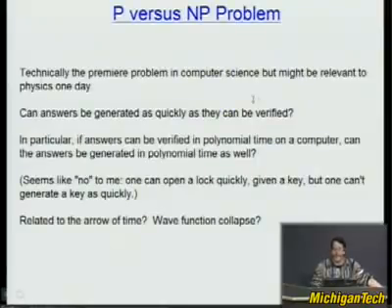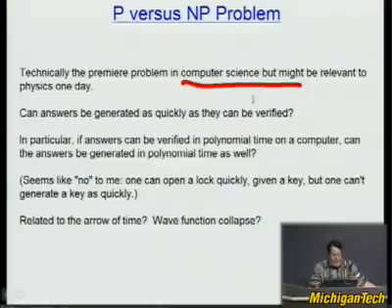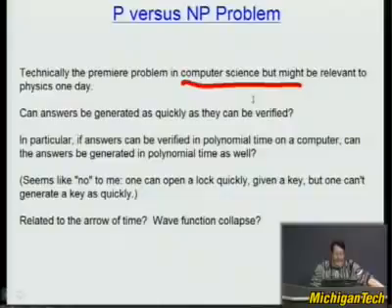P versus NP problems. I've read about this recently. This is technically a computer science problem, but I have a feeling it's going to merge into physics, or somehow physics will become involved in this at some point. In particular, the question P versus NP asks is, can answers be generated as quickly as they can be verified? In particular, if answers can be verified in polynomial time on a computer, can answers be generated in polynomial time as well? So the intuition I have as a physicist, which is irrelevant, nobody cares what my intuition is, is that no, one can open a lock quickly given a key, but one can't generate a key as quickly.